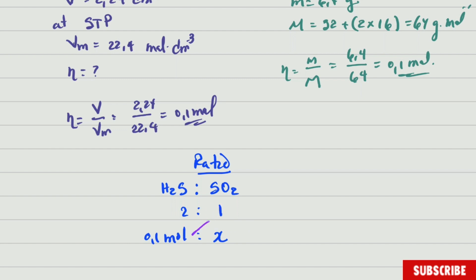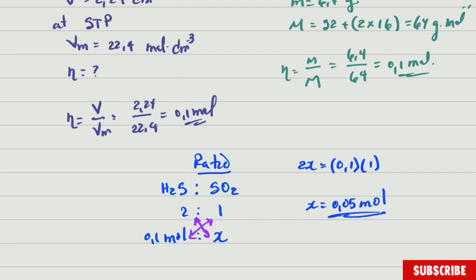And this one is solved with a cross product. I said the cross product sometimes is very easy, but sometimes it's tricky. So I recommend you do it even if it's easy, so you get used to it when it's a difficult one. So this one is 2x equal to 0,1 multiplied by 1. So x is equal to 0.05 moles.